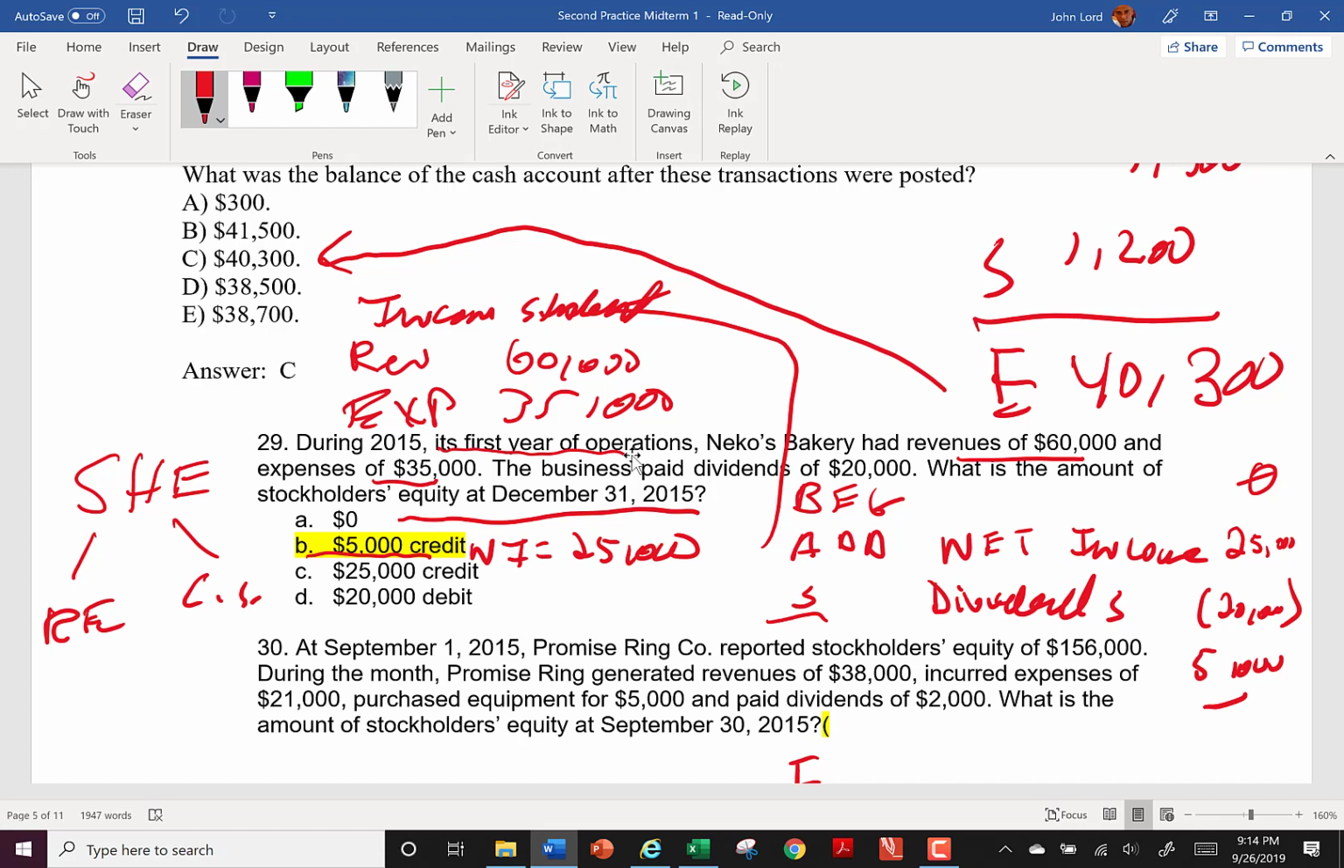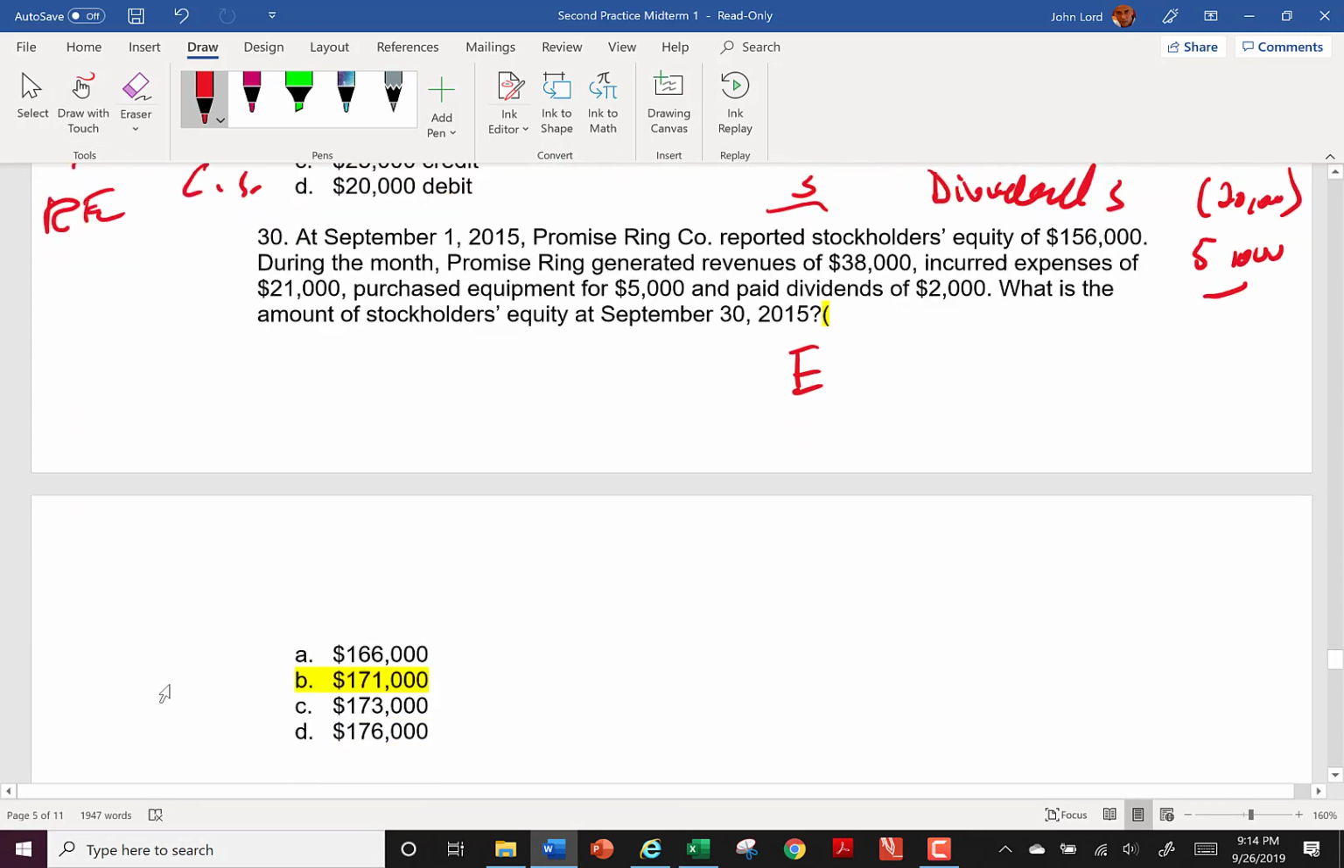Thank you for doing that, because I would have woken up in the middle of the night and gone, ah! I didn't prepare the balance sheet. Don't be scared. Okay? Okay, good. All right, let's look at this one, number 30.